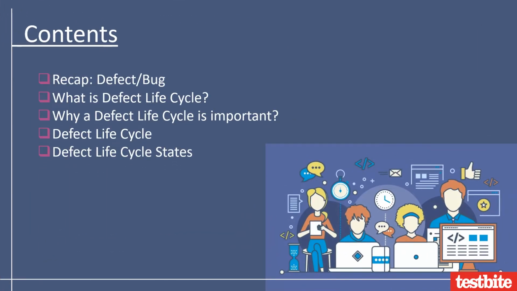Today in our tutorial we will be looking into the defect lifecycle. We will first start with a recap on what is a bug and defect. What is a defect lifecycle and why it is important to have a defect lifecycle when working in a software development organization. The stages and states of a defect lifecycle and its definitions. I hope you find this content useful. So, let's begin.